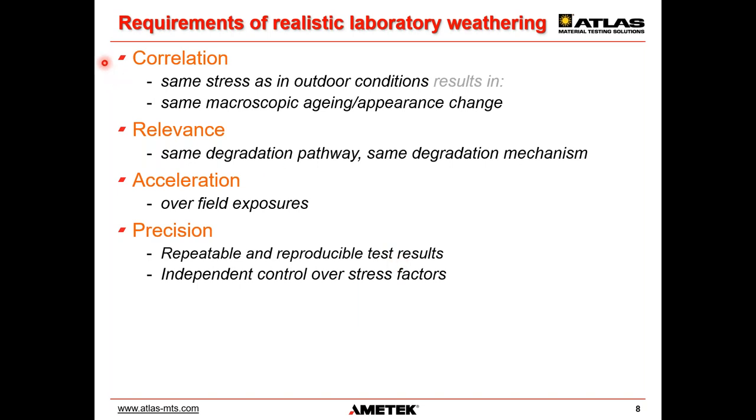What's also important when you look at a realistic laboratory weathering test device is the correlation, that your instruments correlate well to the natural exposures. By correlation, we mean how well the laboratory test can provide the same physical or appearance changes as observed through natural weathering. So same stress conditions, then leading to the same macroscopic changes. The relevance is also important: that we induce the same degradation pathways, that the same degradation mechanisms are ongoing and happening. And this is, of course, helping you get good correlation.